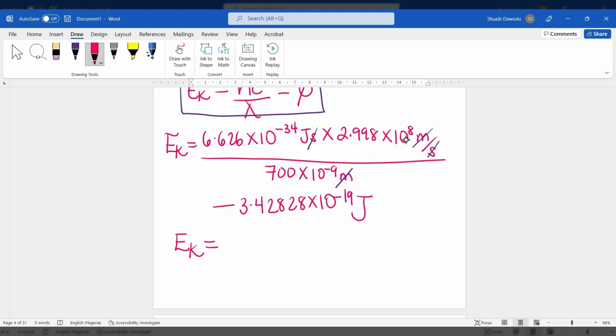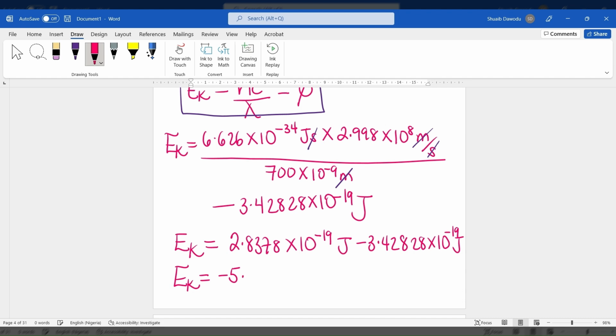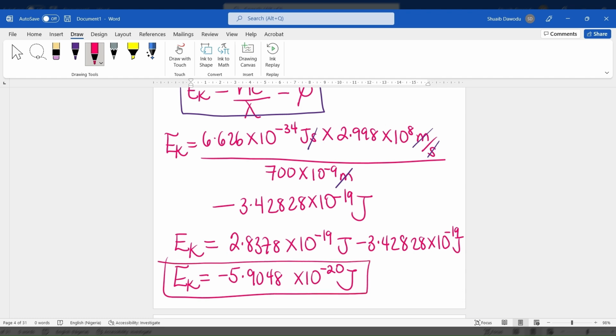When you put that in your calculator, you end up getting 2.8378 times 10 to the power of negative 19 joules minus 3.42828 times 10 raised to the power of negative 19 joules. Now, when you do E sub K, you end up getting negative 5.9048 times 10 raised to the power of negative 20 joules. Now, this is the answer to the kinetic energy.